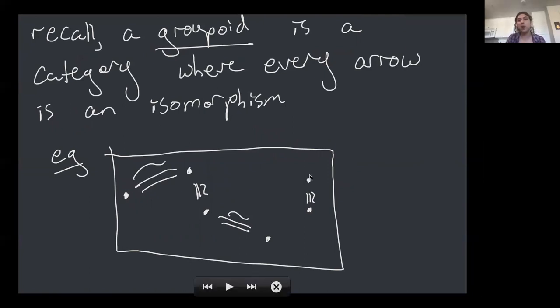So you can see I have some objects in this category, I have some arrows between them, and I've chosen to draw these arrows as isomorphisms. And that's all a groupoid is. It's some algebraic gadget, which is slightly more geometric than other algebraic gadgets, because everything in category theory plays this dual role of geometric and algebraic.